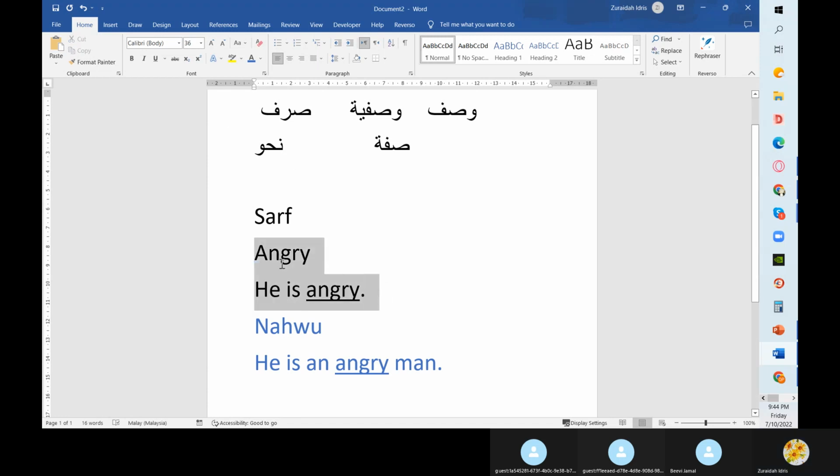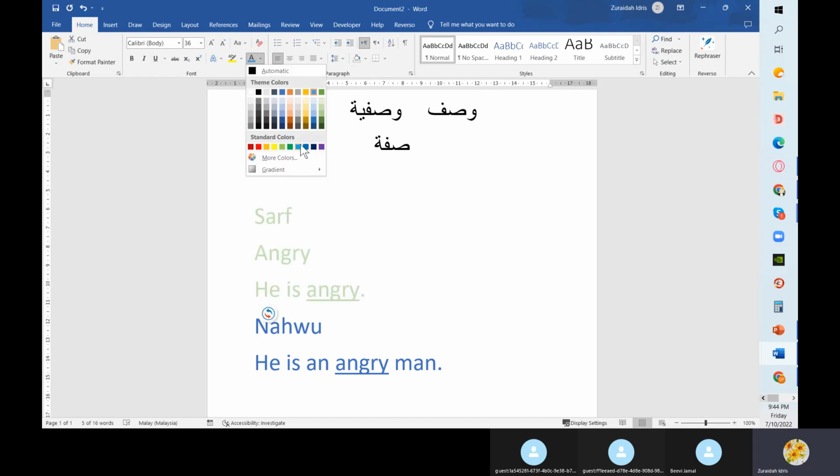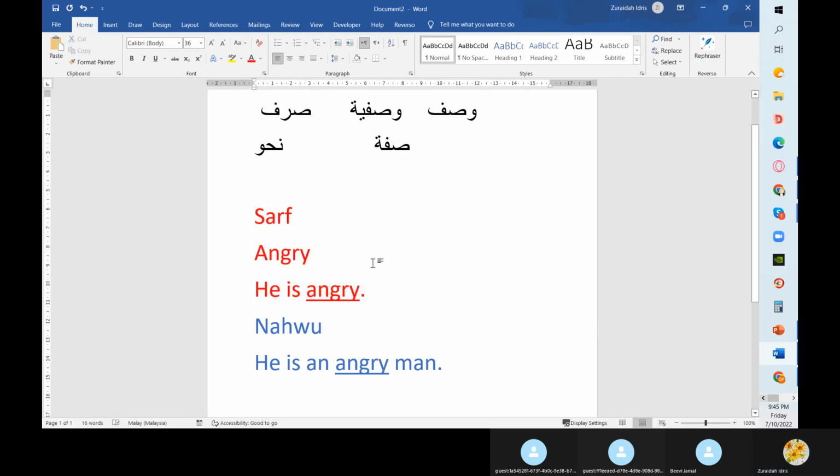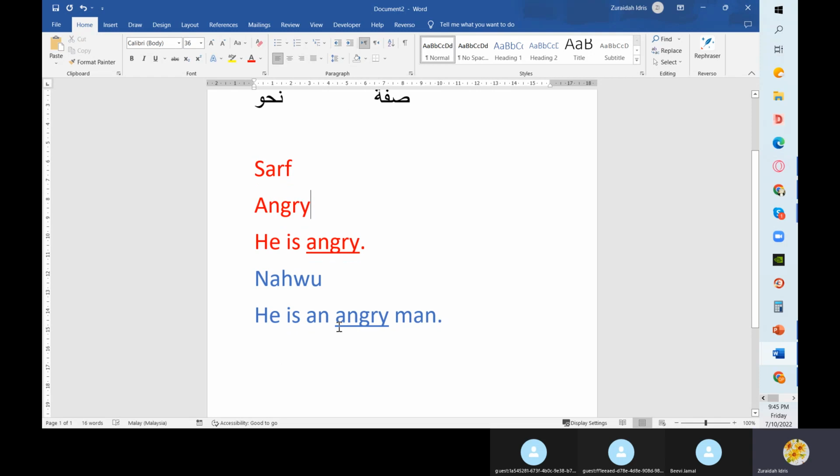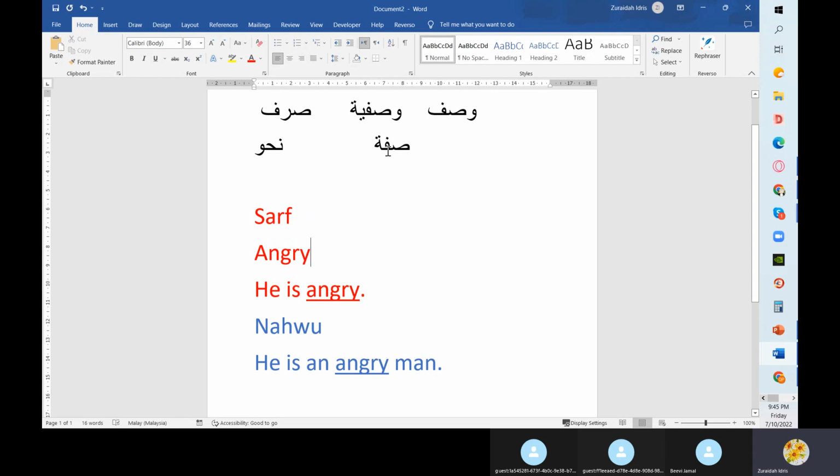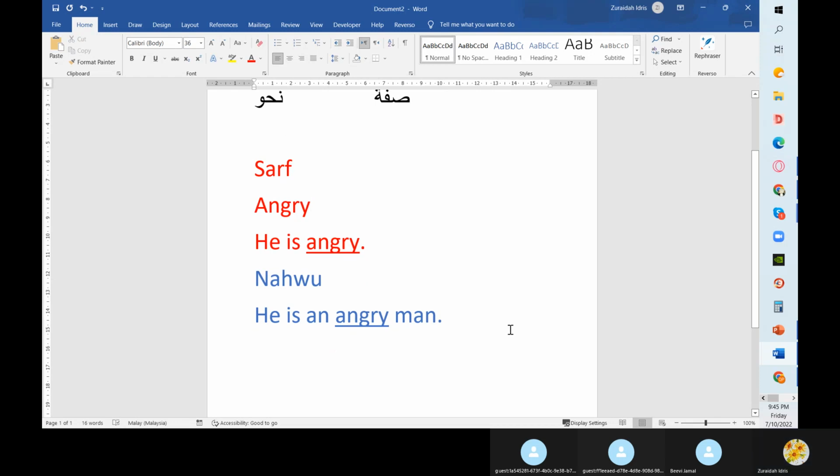But in Saf, when you talk about wasf or wasfiyah, it's a quality on its own, and it's not necessarily a sifa. He is angry, this is just something to describe the mood that he's in. This, on the other hand, he is an angry man. So this is the difference between wasfiyah and sifa in Nahu, sifa in Saf. Any question there?